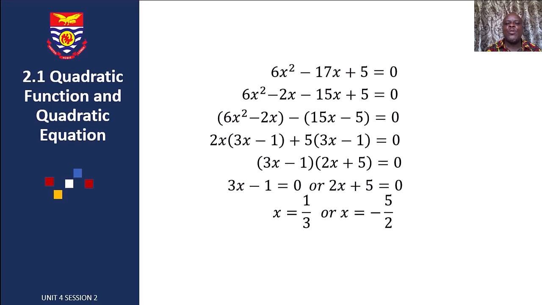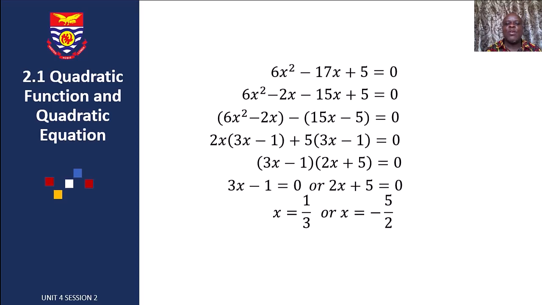So we will use them to replace the middle term. So the equation becomes 6x squared minus 2x minus 15x plus 5 is equal to 0. The first two in brackets and then minus the last two in brackets. And as usual, the sign before the bracket for the last two is negative. So the sign should change in the bracket.